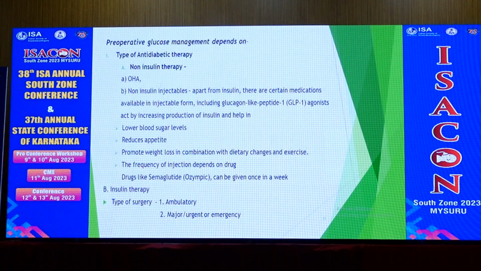Non-insulin therapy includes the oral hypoglycemic agents and the non-insulin injectables. Of late we find that there are not only insulin, we have non-insulin injectables available in the market, mainly glucagon-like peptide agonists. They act by increasing the production of insulin, and of late we have heard of Ozempic or semaglutide, which can be given even once a week. The other mode of therapy is insulin therapy, and again insulin therapy depends on whether the patient is being posted for an ambulatory or a major procedure or an emergent or urgent surgery.